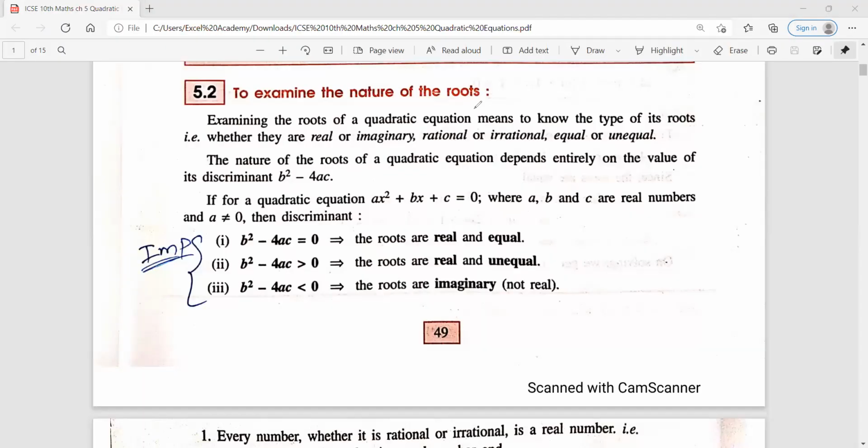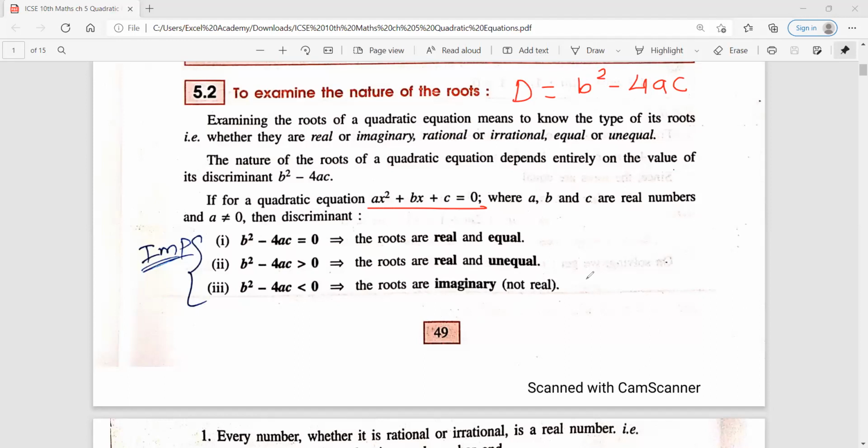Okay, now please pay attention. Why is that discriminant b square minus 4ac important? Let me tell you before that. For example, if you have a quadratic equation ax square plus bx plus c is equal to 0, and I ask you to find the roots of this equation, roots meaning the values of variable x in this equation.